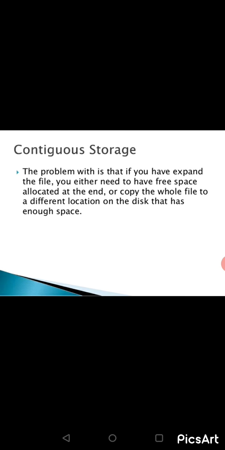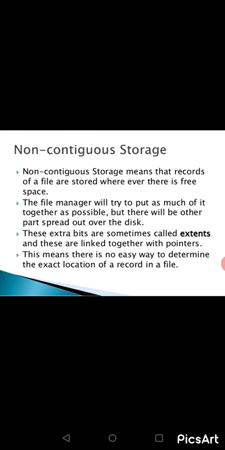And non-contiguous storage means that records of a file are stored wherever there is free space. Okay, you can store your file where there is free space. So the file manager will try to put as much of it together as possible, but there will be other parts spread out over the disk. Okay, so these extra bits are sometimes called extents, and these are linked together with pointers. So this means there is no easy way to determine the exact location of a record in a file.